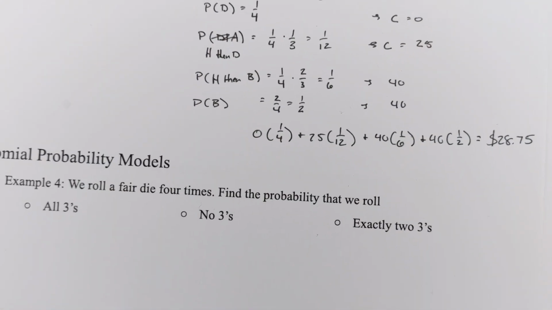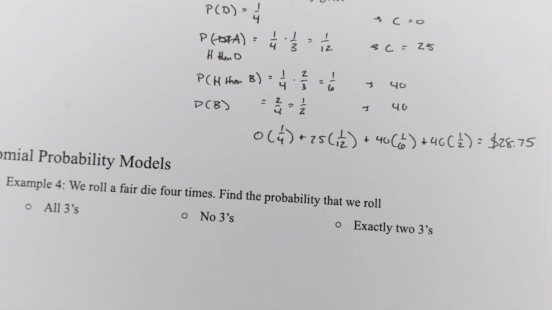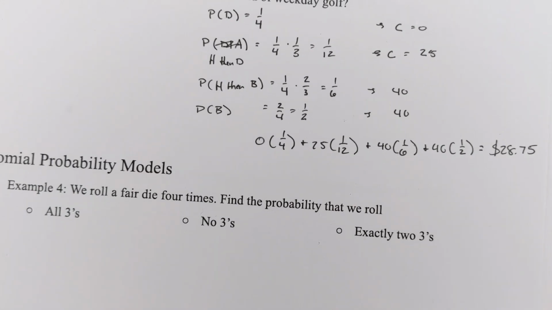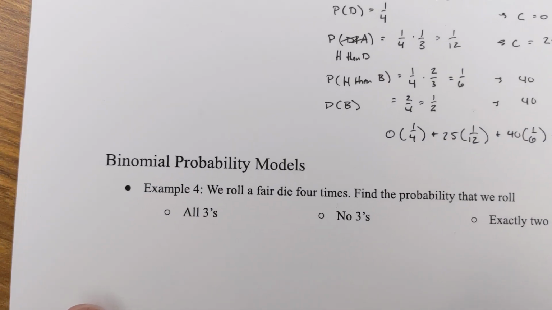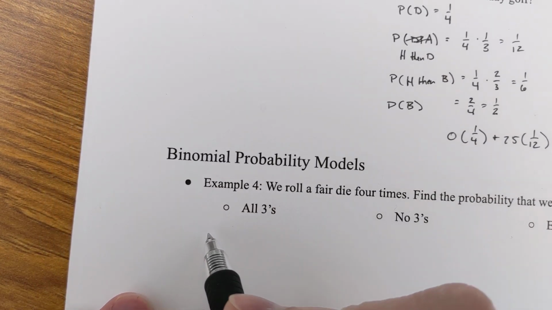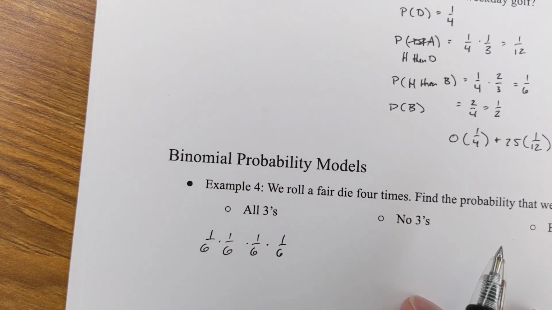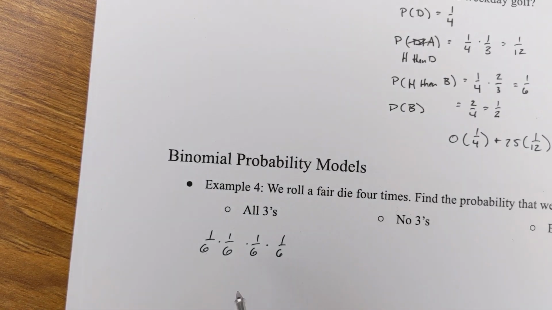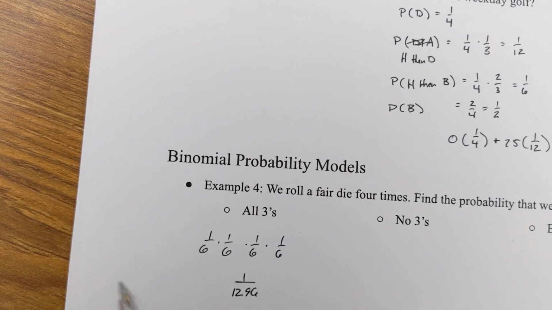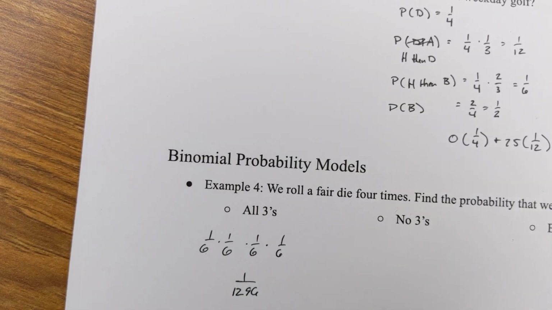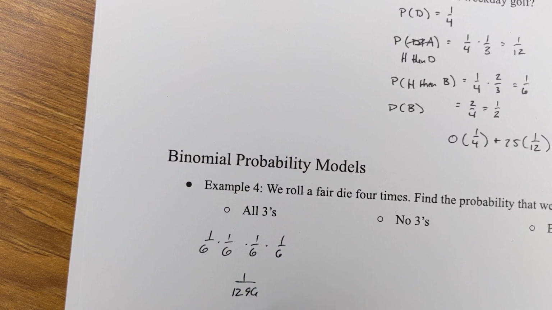All right, so example 4, we roll a fair die 4 times, find the probability that we roll all 3s, no 3s, exactly 2 3s. All right, so all 3s is actually easy. We're going to roll it 4 times. So the first time we have a 1 out of 6, then second is 1 out of 6, third is 1 out of 6, fourth is 1 out of 6. So 1 out of 6 to the fourth is 1 out of 1,296, which is about, as a decimal, 0.12377.